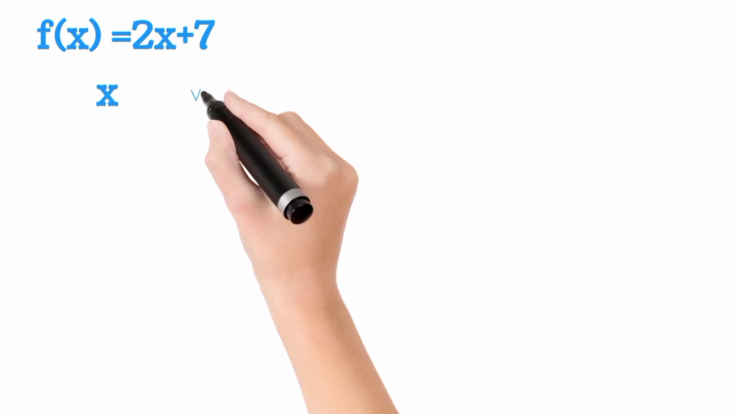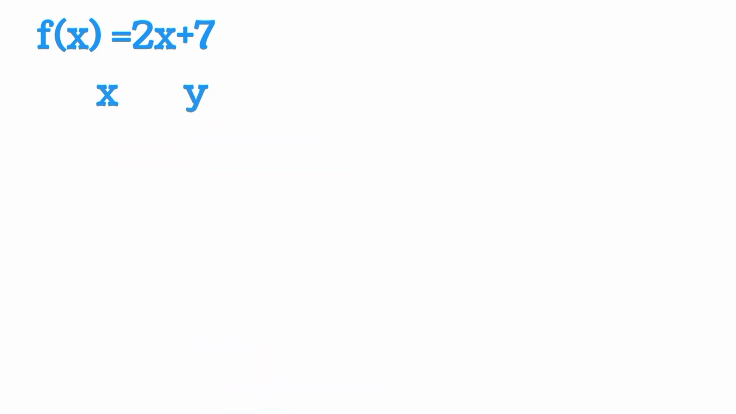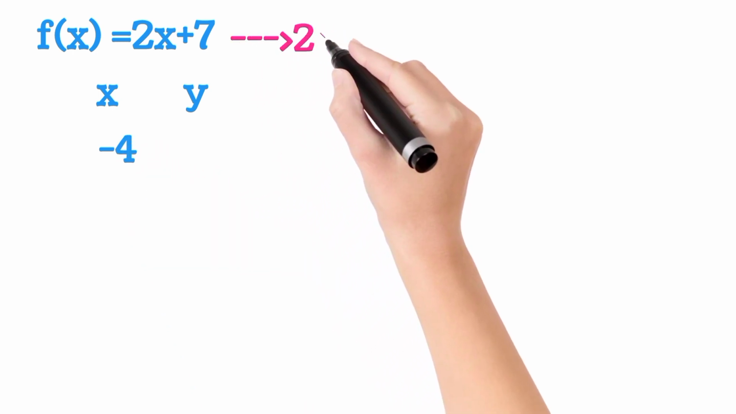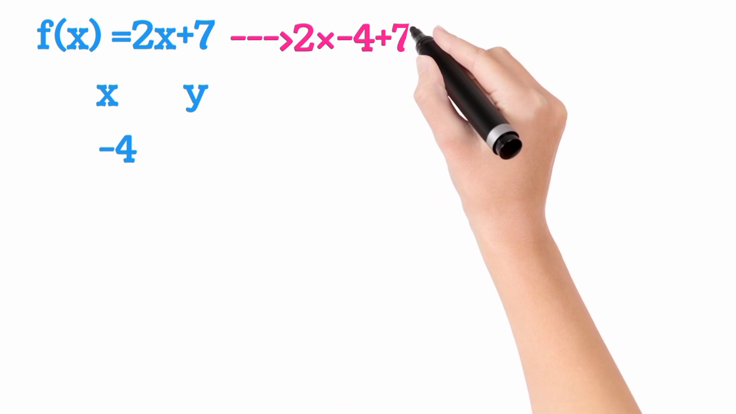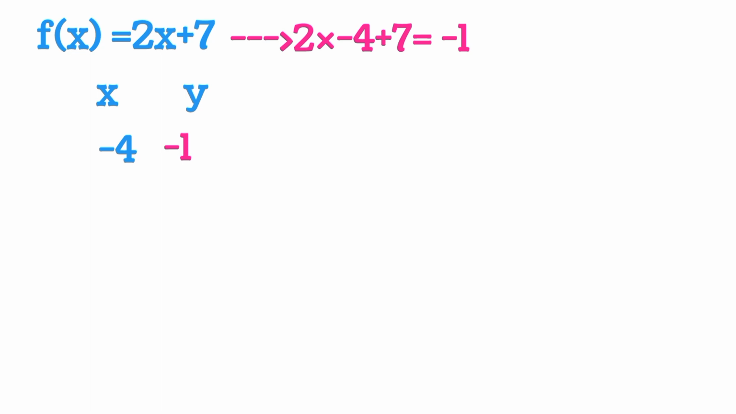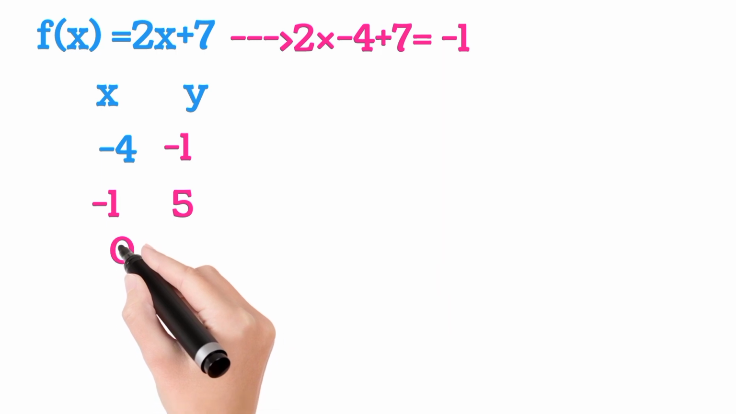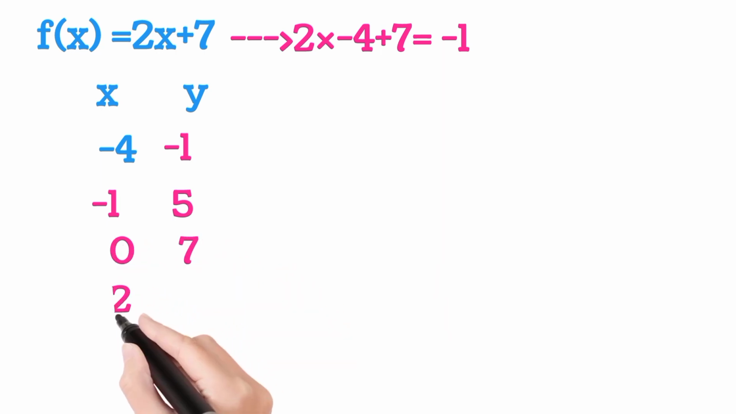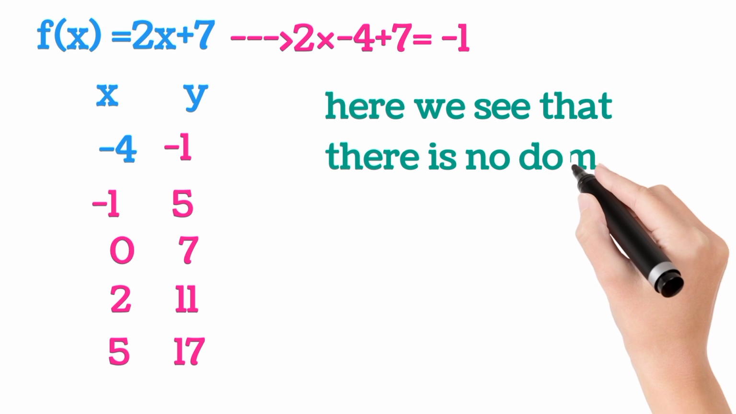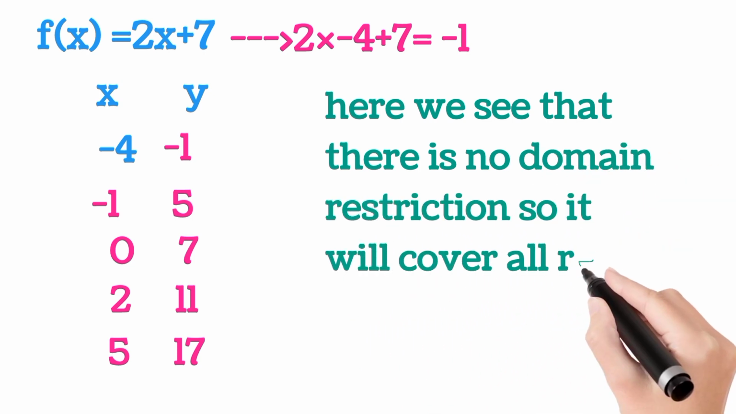So now we substitute different values of x. When we put x = minus 4, then from this equation we will get 2 into minus 4 plus 7, that is minus 1. So y will be minus 1. Similarly, when we substitute x = minus 1, y will be 5. When x is 0, y is 7. When x is 2, y is 11. And when x is 5, y will be 17. So here we see there is no domain restriction. So it will cover all real numbers.